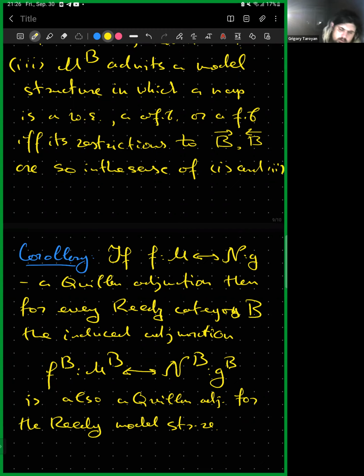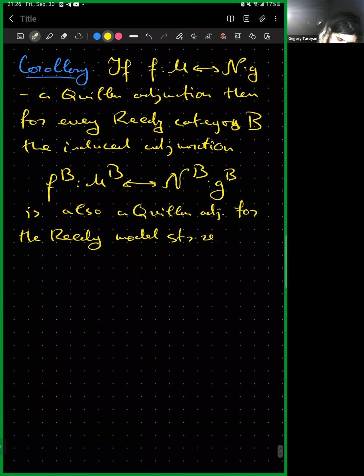Okay, so now let's discuss a more explicit way to define various classes of maps in the Reedy model structure. And first we introduce the concept of matching objects.